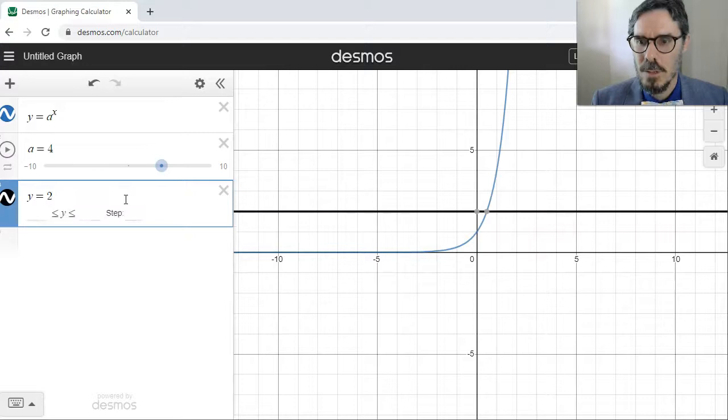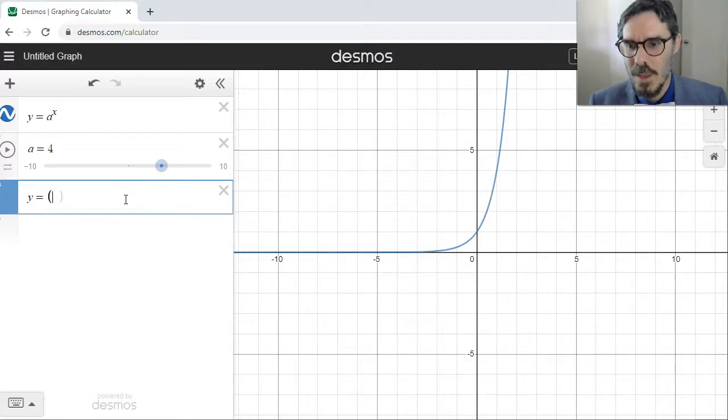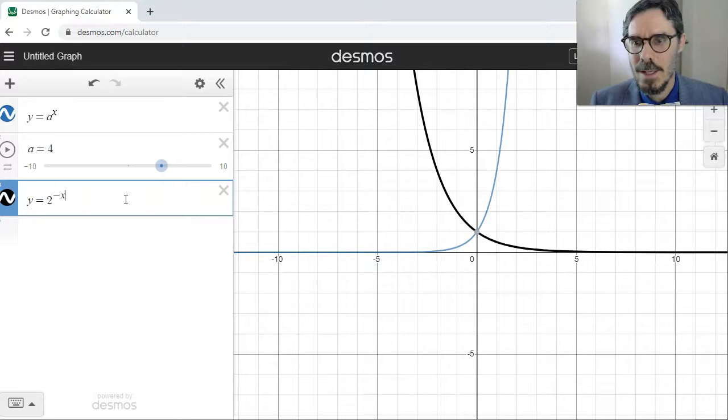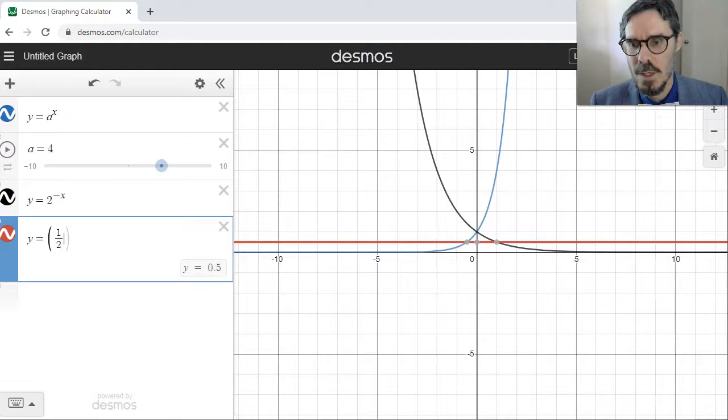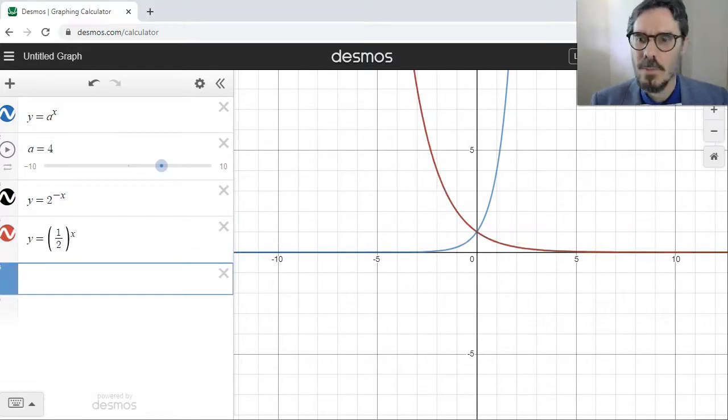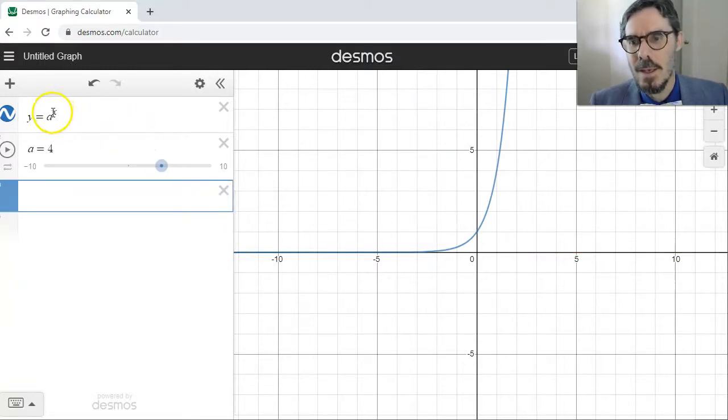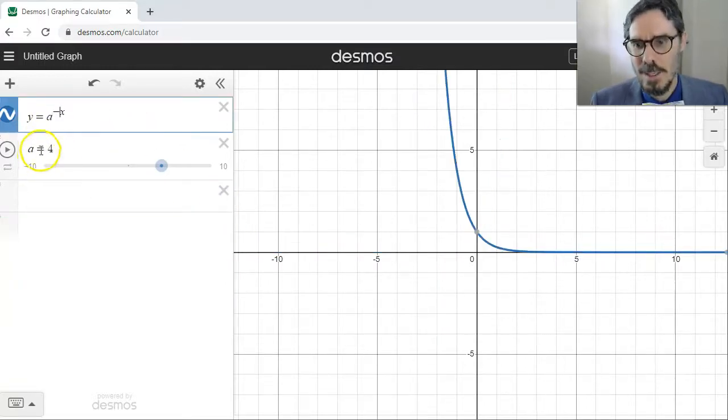y equals 2 to the power of negative x, and y equals a half to the power of x. These are the same graph. They are on top of each other. That happens because a negative power is the same as 1 over the number. So that's why that works. So a negative power here is the same as getting a fractional base.